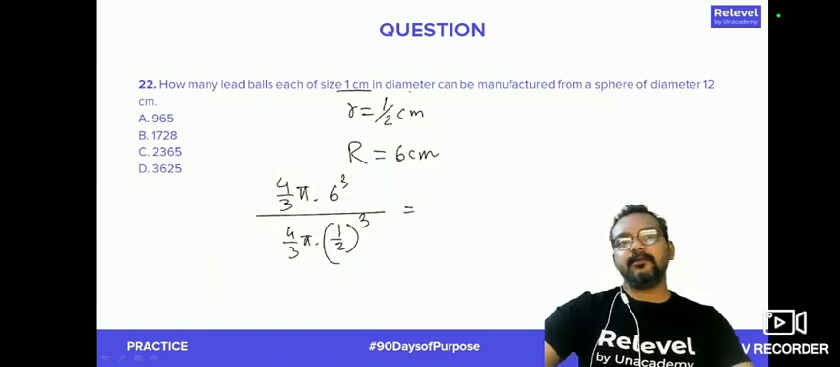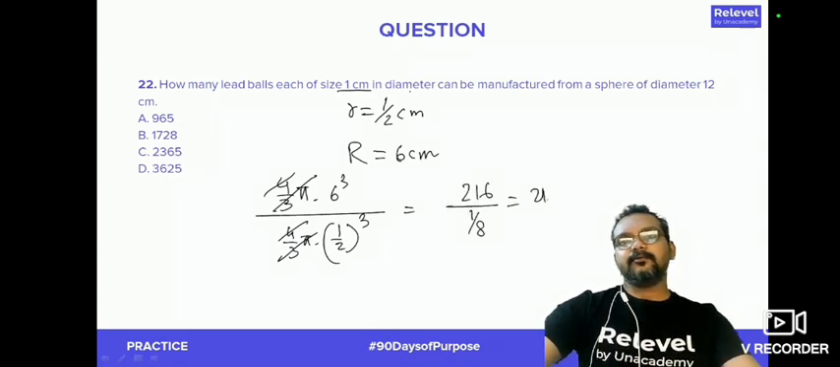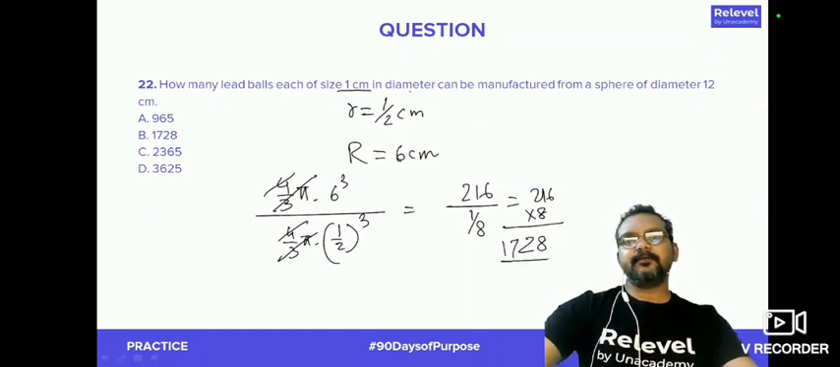So the answer will be, 4 by 3 pi cancels out. So 6 cube divided by 1/8. So 216 multiplied with 8. So the answer will be 1728. That is option B.